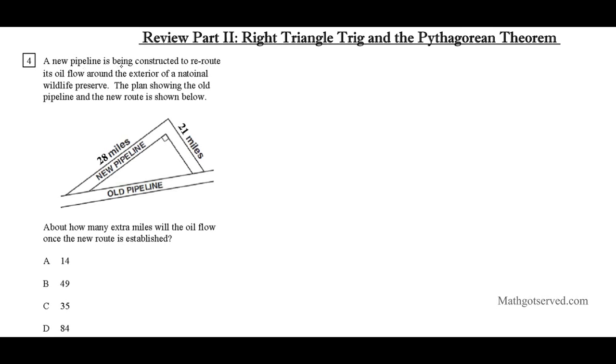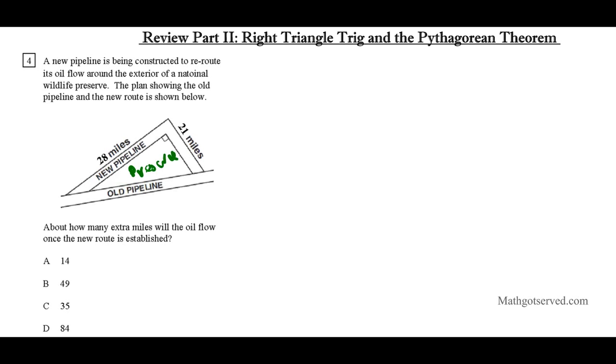It says a new pipeline is being constructed to route oil flow around the exterior of a national wildlife reserve. The plan showing the old pipeline and the new route is shown below. About how many extra miles will the oil flow once the new route is established? So this is the reserve right here, the preserve, sorry. This is the preserve right here.